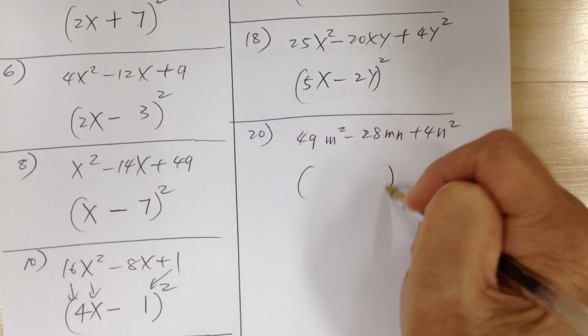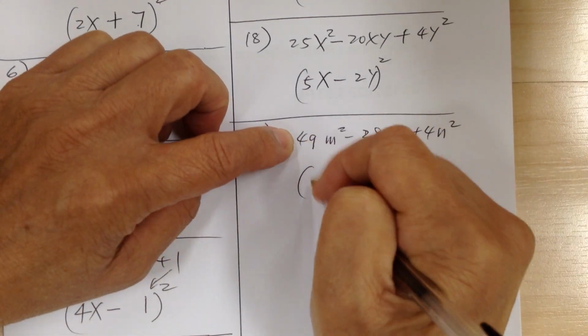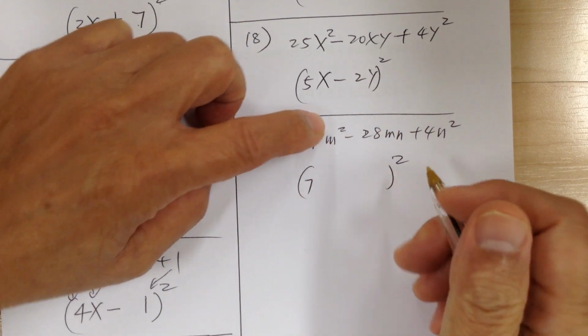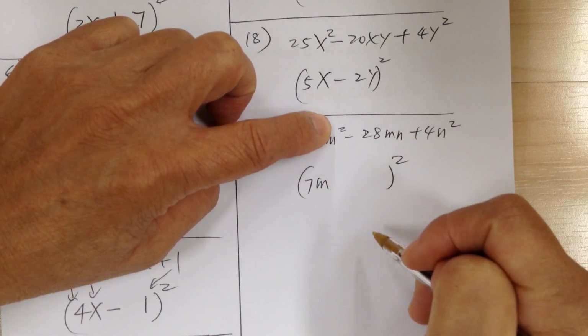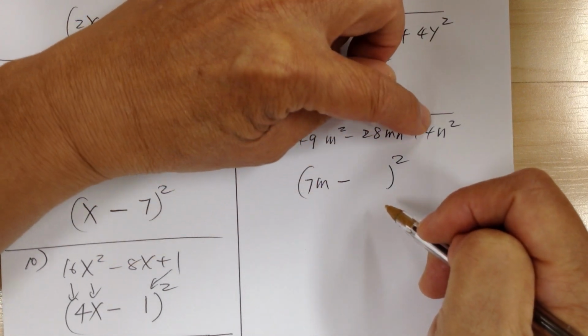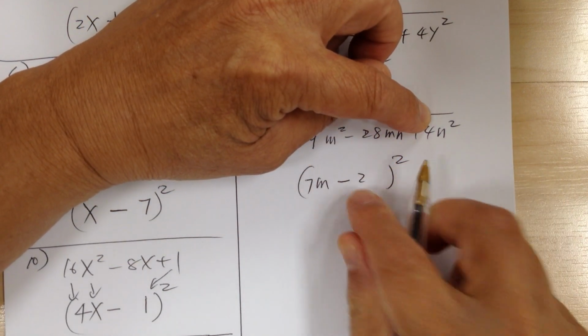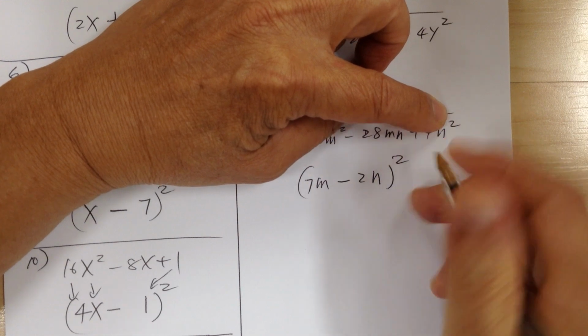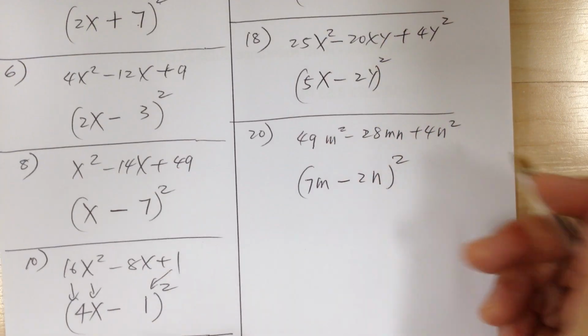Okay, so get your parentheses squared. So you need to get 7. 7 squared gives you 49. From this, you need to get m, and to match the sign, you have to use negative. So to get 4, you need to get 2. 2 squared gives you 4. You need to have n. N squared gives you n squared, right?